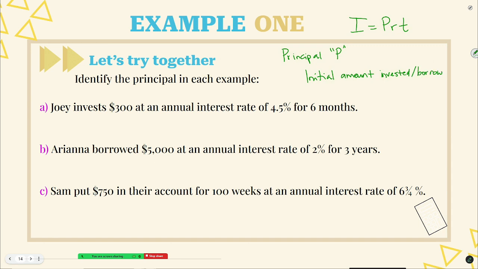So when we talked at the beginning about when you are putting money in, you are depositing money, and the bank is paying you interest for borrowing your money. When you withdraw because you need a loan or you're taking money out, when you are borrowing money, then you're paying interest for borrowing the bank's money. We need to identify the principal in each example.